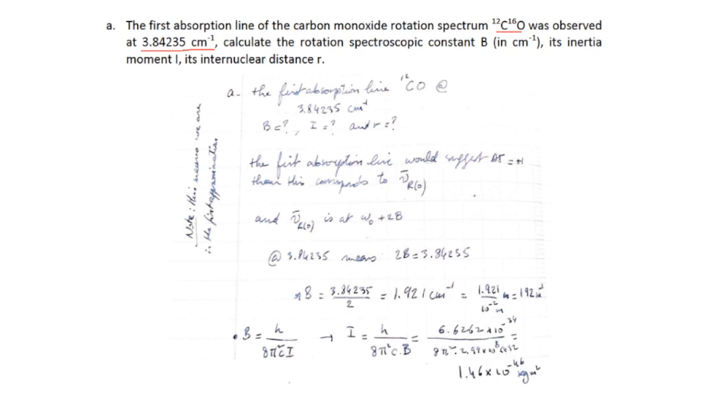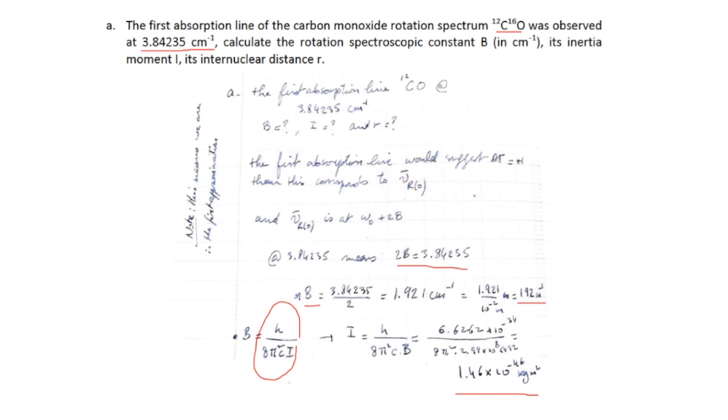Which means that if delta J is +1, this is the spectral wave number of the first line of the R band, which is positioned at omega 0 + 2B, right? So if it's far from the center by this value, and the center is at omega 0, then 2B is equal to this value. So we get B. Now, since we've got B, we need I. This we should remember, you know it. You transform B into meters minus 1, you put it in here, and you get your I.